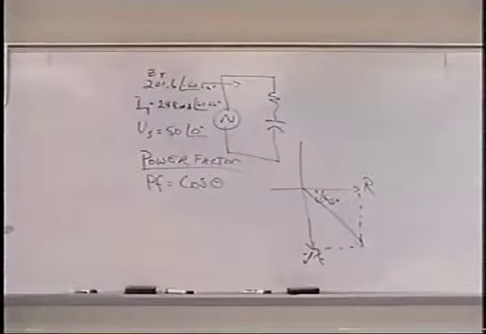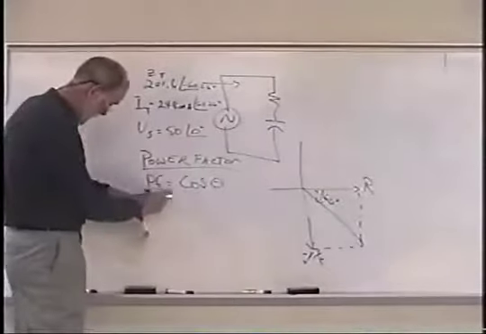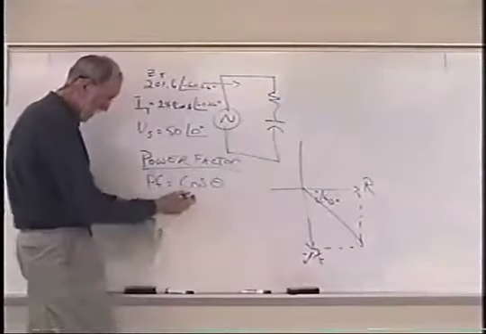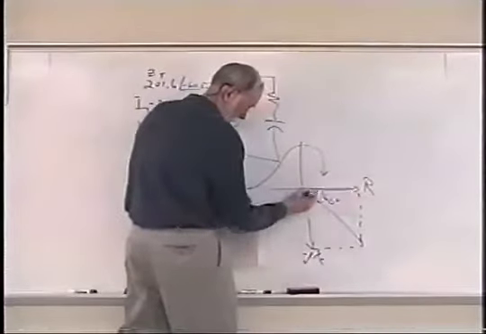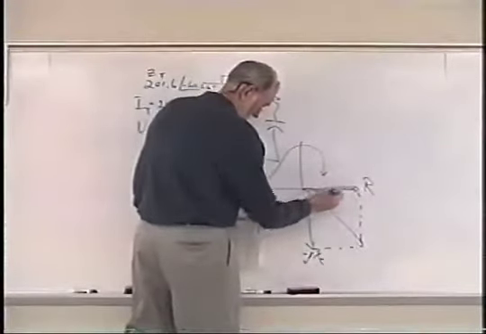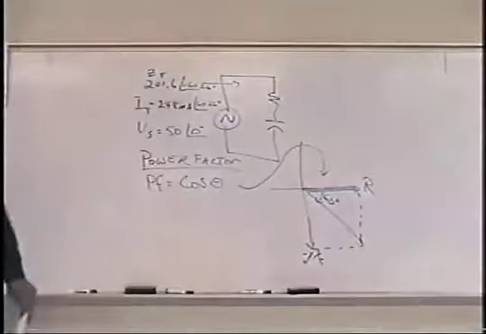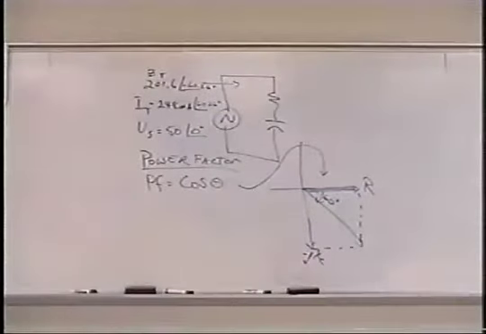So what we are looking at here, the cosine of the phase angle ends up being the length of that side of my triangle. And see, that is the resistance component of the impedance. So it makes sense that the power factor represents the proportion of apparent power that is due to resistance.